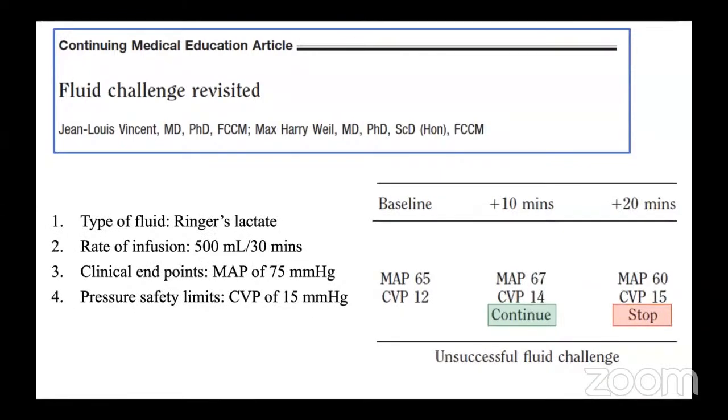As against this, starting with the same numbers, if at the end of 10 minutes the MAP is increased and CVP is 40, you continue to give fluid. At the end of 20 minutes, the MAP is 60 millimeters of mercury, but the CVP is now 50. You should stop giving fluid because this is an unsuccessful fluid challenge, and we probably need to look at some other therapy.